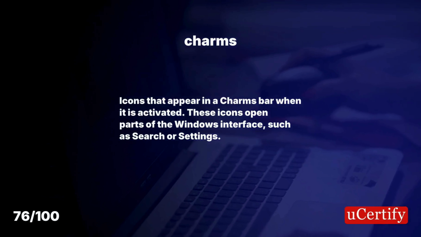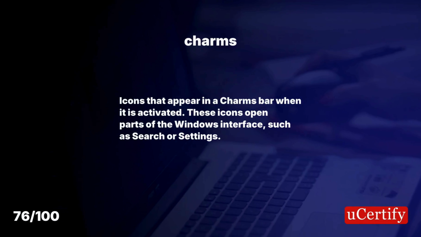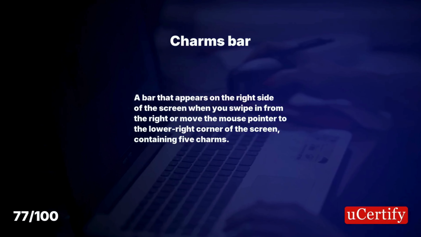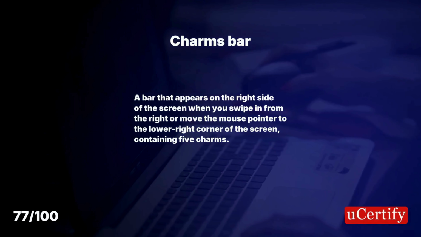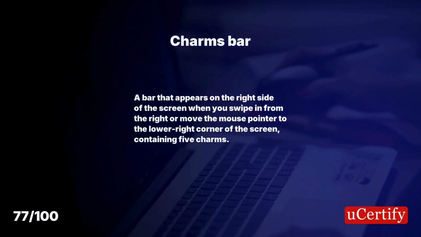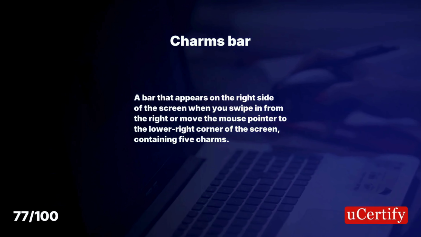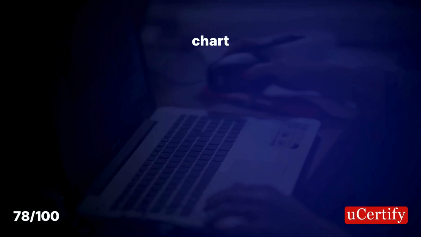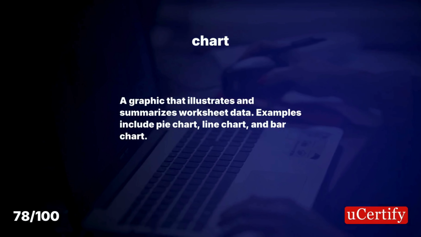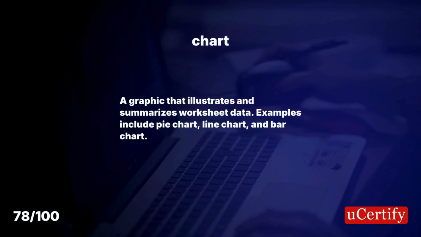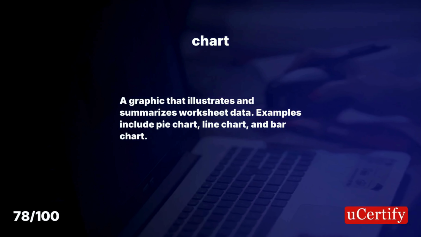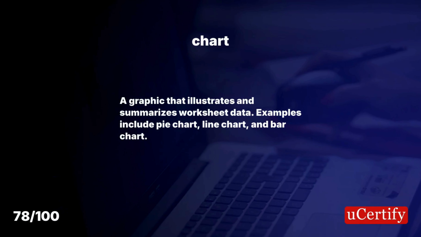These icons open parts of the Windows interface, such as search or settings. Term: charms bar. Definition: a bar that appears on the right side of the screen when you swipe in from the right or move the mouse pointer to the lower right corner of the screen, containing 5 charms. Term: chart. Definition: a graphic that illustrates and summarizes worksheet data. Examples include pie chart, line chart, and bar chart.